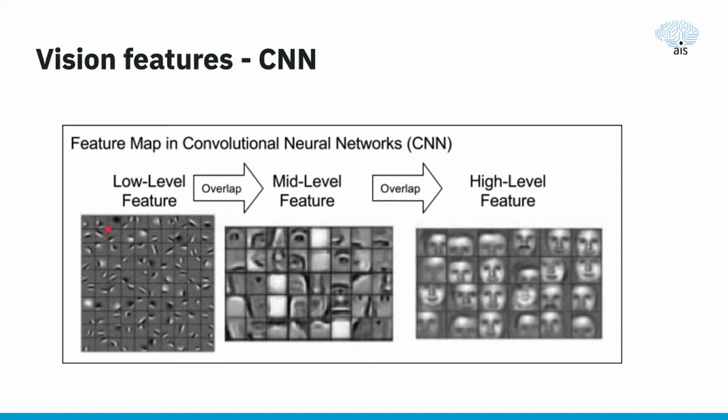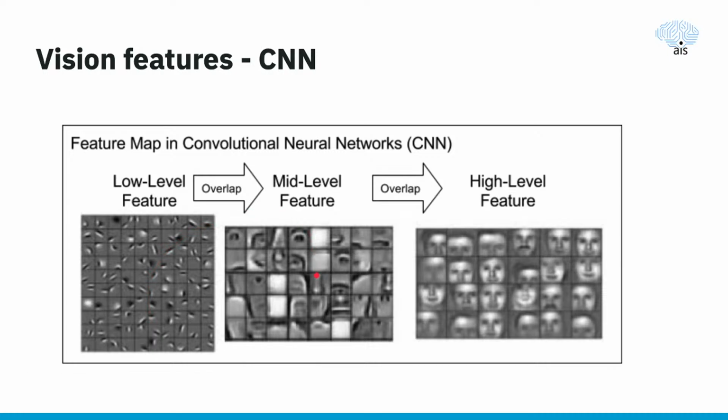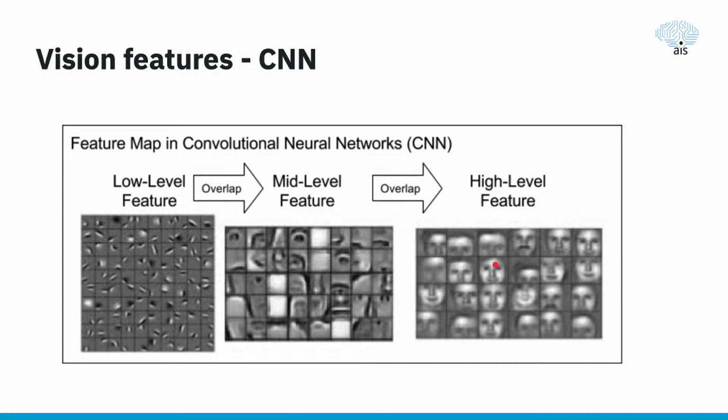As you can see here, in a low level feature you cannot see a lot of curve, but in a medium level feature you can see the nose here, the eyes here, maybe the mouth and the nose right here, and then in the high level feature you can see the face clearly.